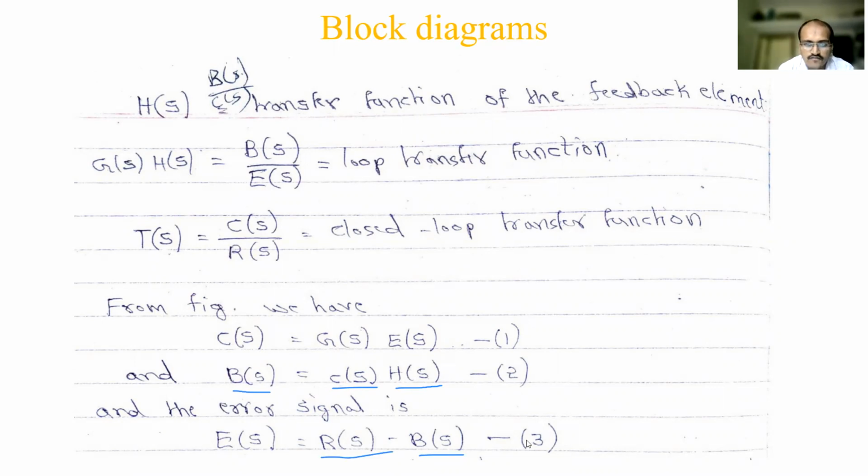First thing I will do, B of S I know, C of S into H of S. I will substitute that here. Then C of S I will substitute as G of S into E of S. Like that I will do, and then I will club it and finally get C of S by R of S. I should make a single equation where I get both C of S and R of S. Then you can easily find the transfer function. Hope you understood these three equations: C of S, B of S, and the error signal. From the figure only we are writing this.